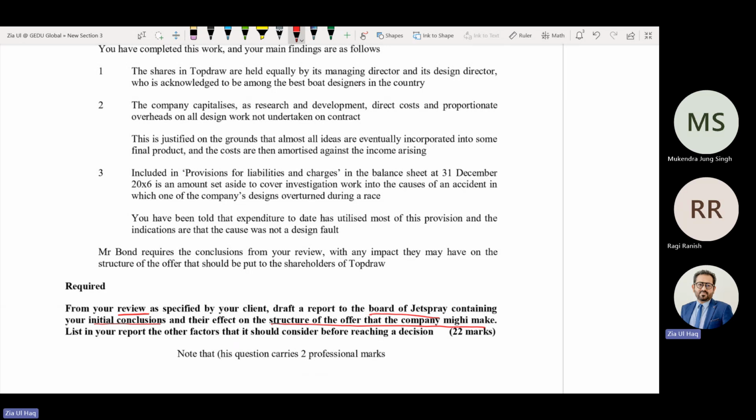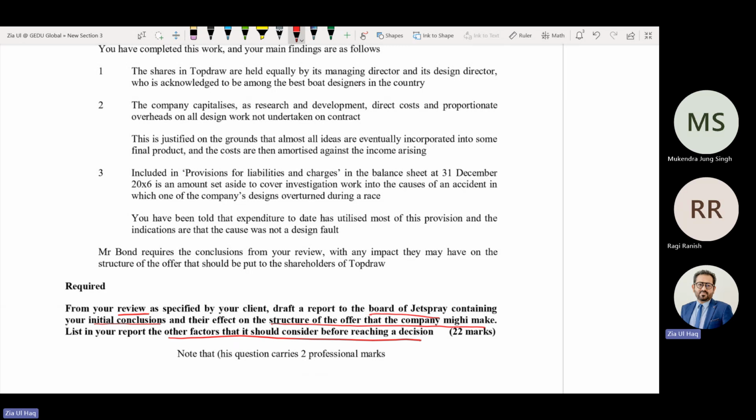This requirement tells you that this is an acquisition or merger case where you are going to provide the structure of the offer, meaning structure of bid. List in your report the other factors that it should consider before reaching a conclusion. What are the other factors? We will discuss later on. In simple words, the nature of the question will highlight whether it is a due diligence assignment or not. If in any merger or acquisition case we provide a report on the target company for the investors, that is called a due diligence assignment.